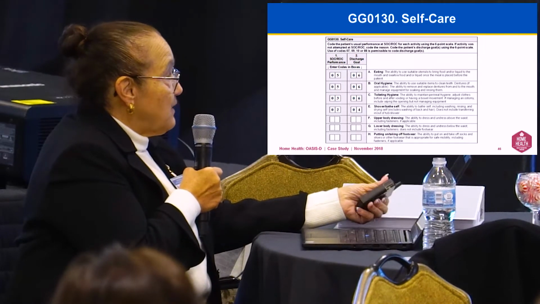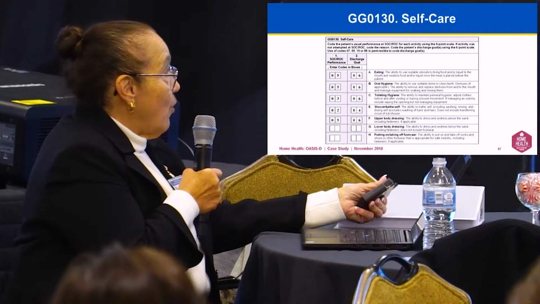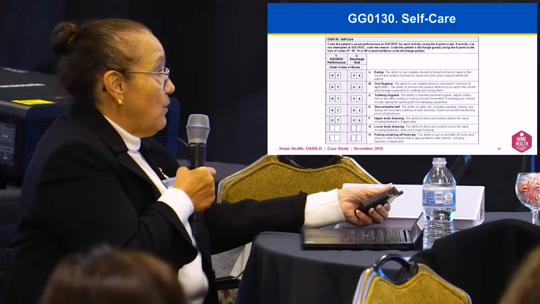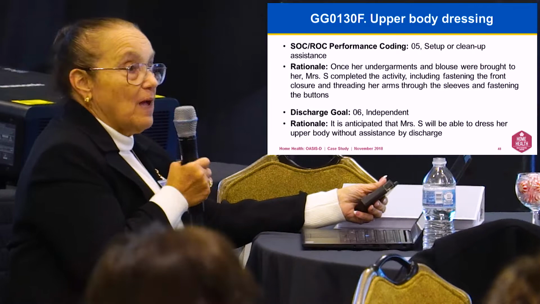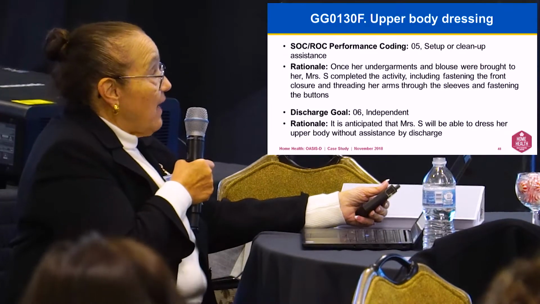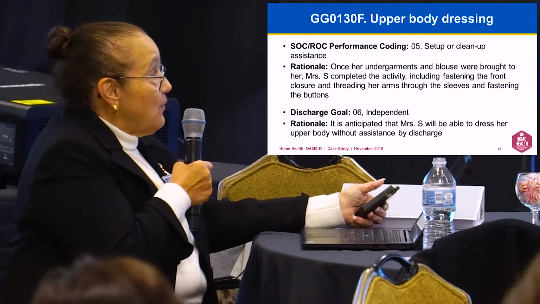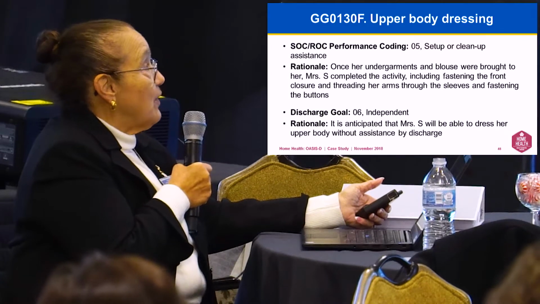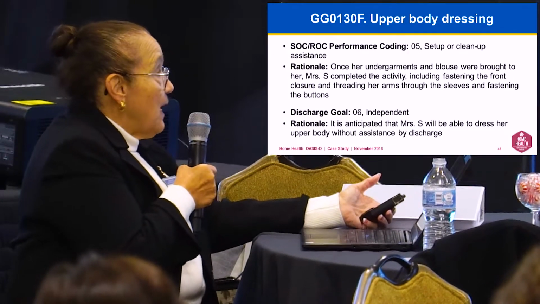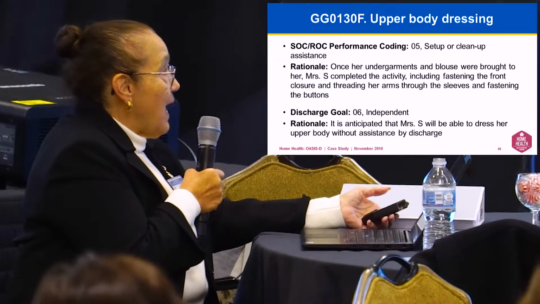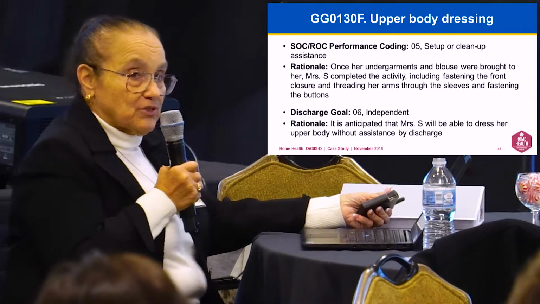Moving on to upper body dressing, here we have 05 for start of care and 06 independent for discharge goal. Our rationale is, again, that once undergarments and blouse are brought to her, the patient is able to complete this dressing activity. But on discharge, she will be able to obtain the items and dress herself completely.